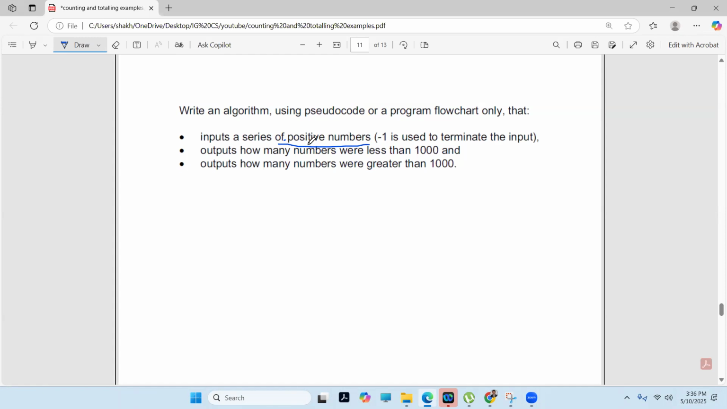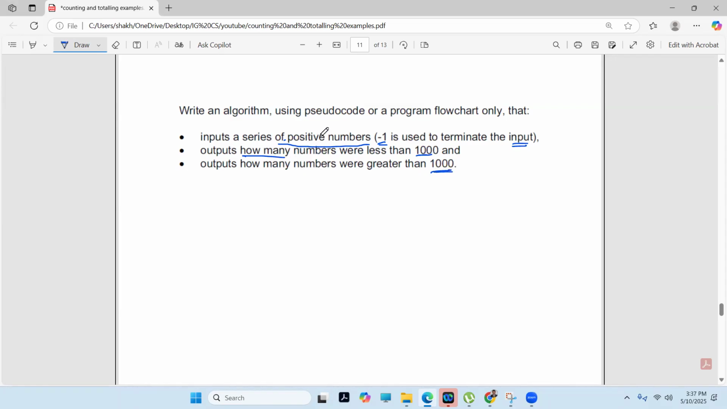That means n numbers. We don't know how many numbers, but we know when to stop it. That means -1 is used to terminate the input. So if you input -1, the job will be terminated. After that, once you input the numbers, you have to find out how many, that means counting, numbers were less than 1,000 and how many numbers were greater than 1,000.